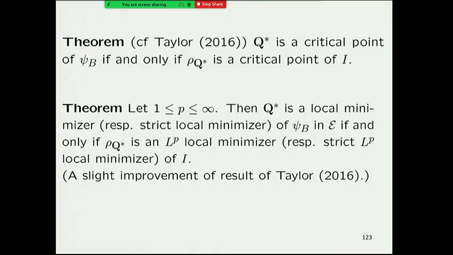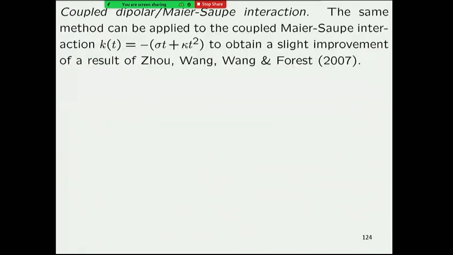It's just a function of a finite dimensional variable, so it's obvious it doesn't matter what norm you have. But if and only if rho of Q star is an L^p local minimizer of I. Okay. So that's a kind of satisfactory connection between the critical points and the critical points of the singular potential.